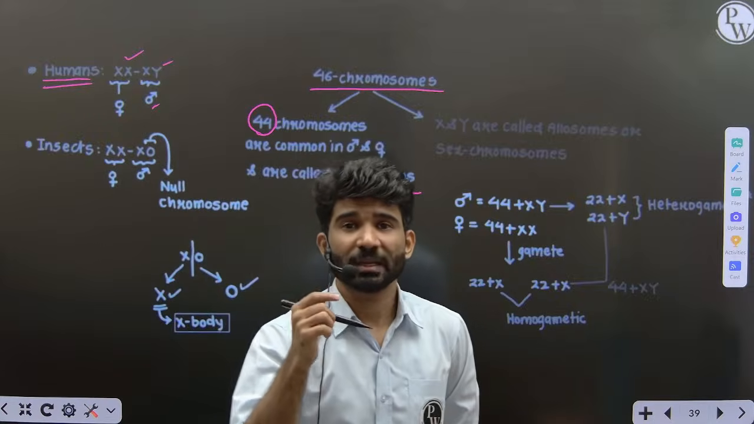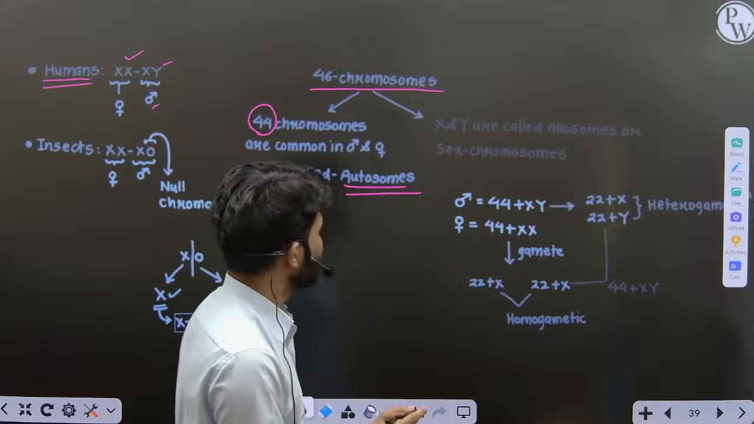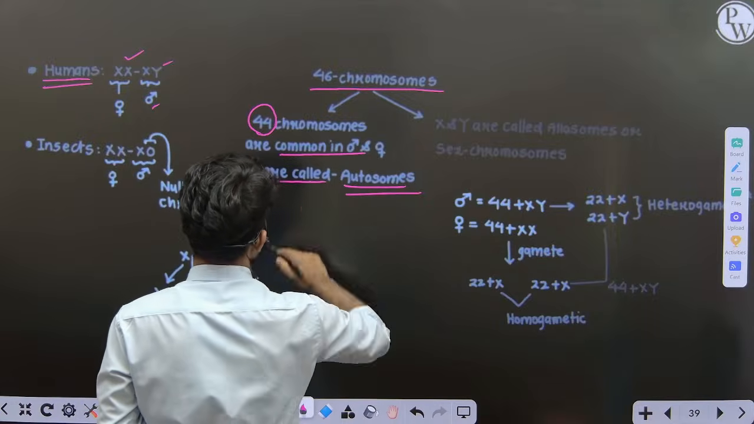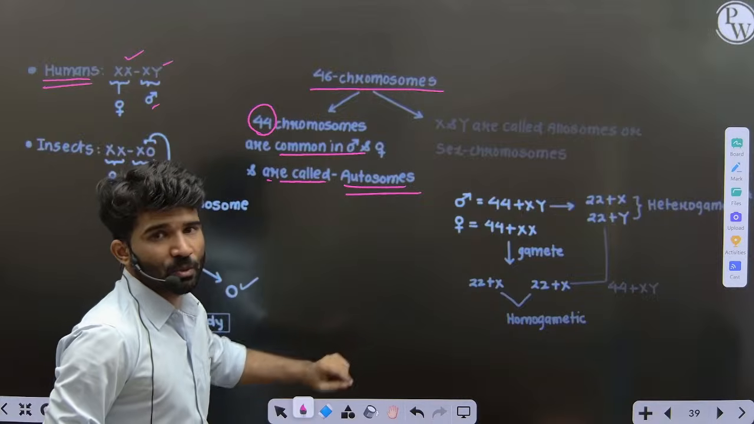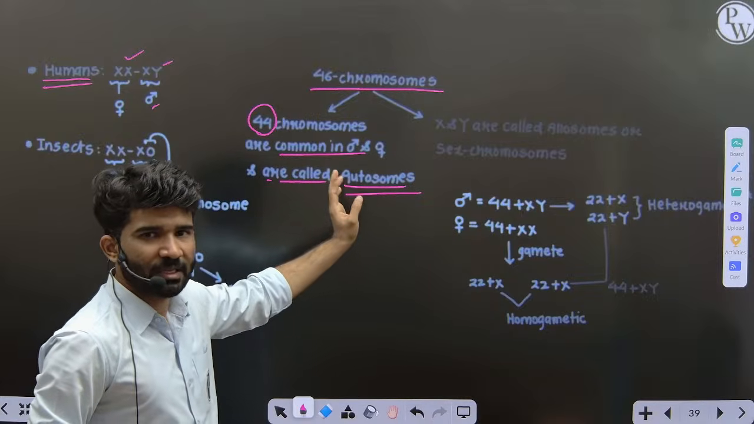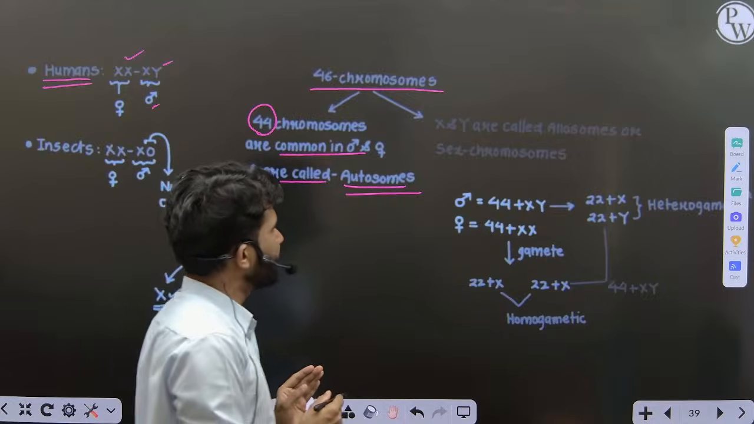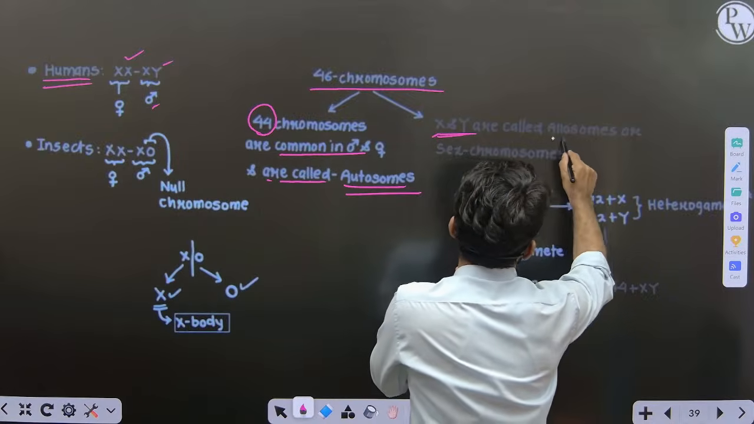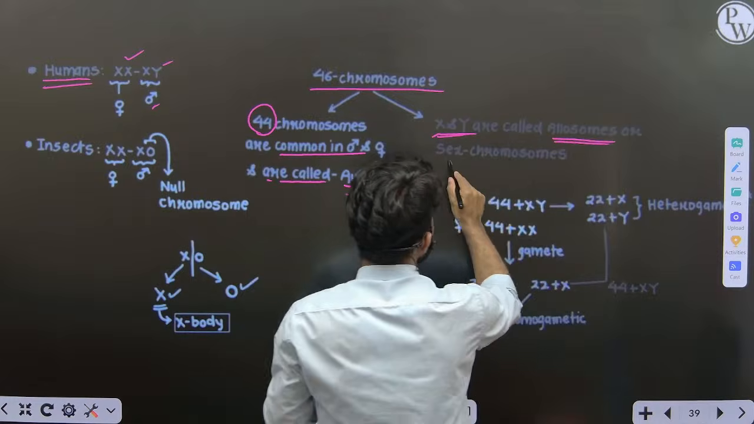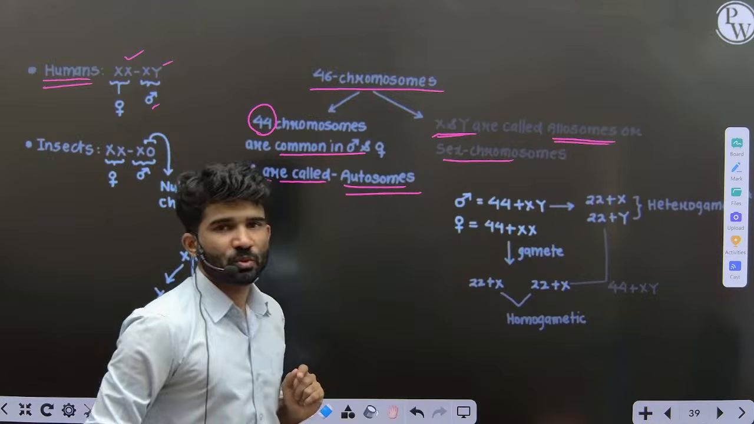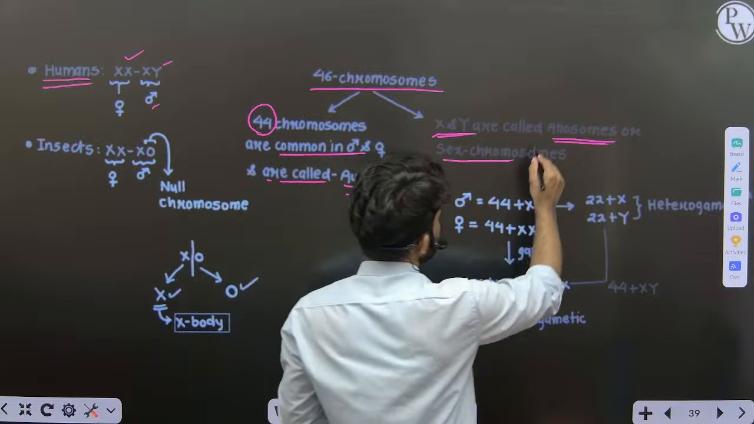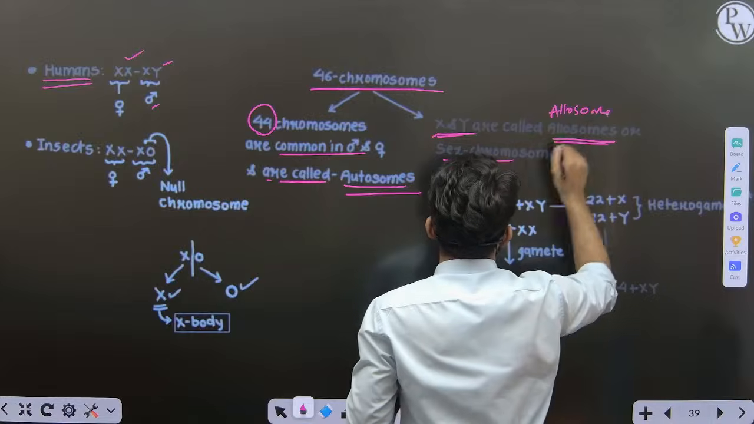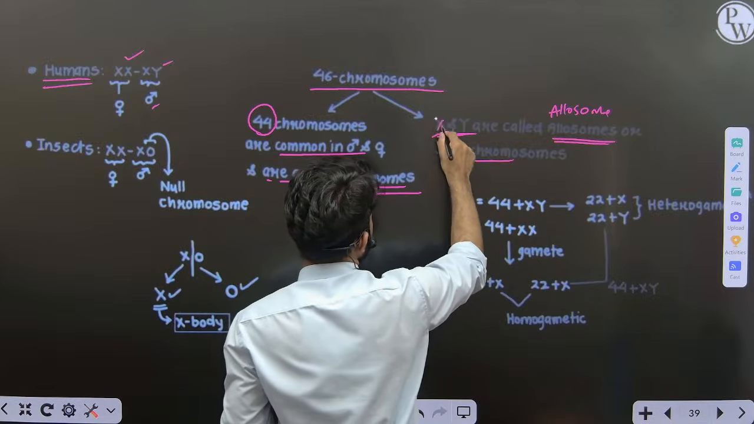Autosomes, somatic chromosomes, body chromosomes, right? That are common in male and female are called as what? Autosomes. They are both common in case of male and female, but there is a difference. X and Y are called allosomes, also called sex chromosomes. Right? So these allosomes are sex chromosomes.